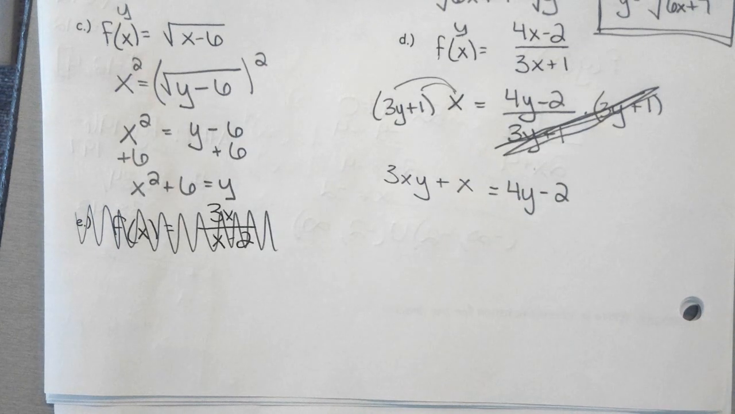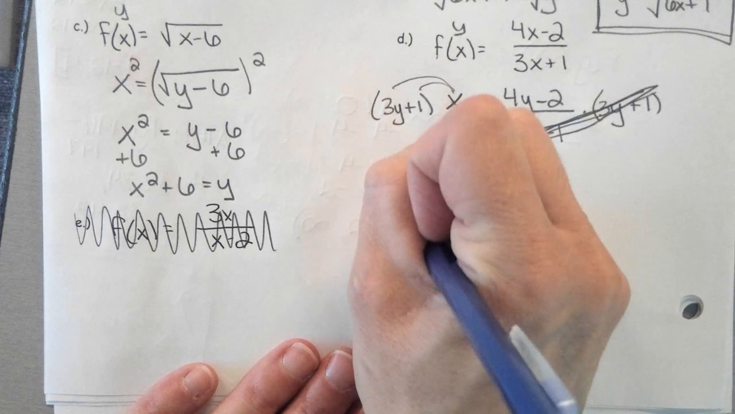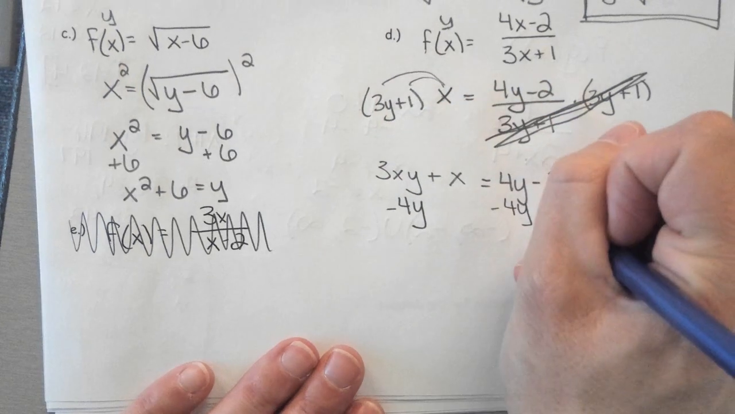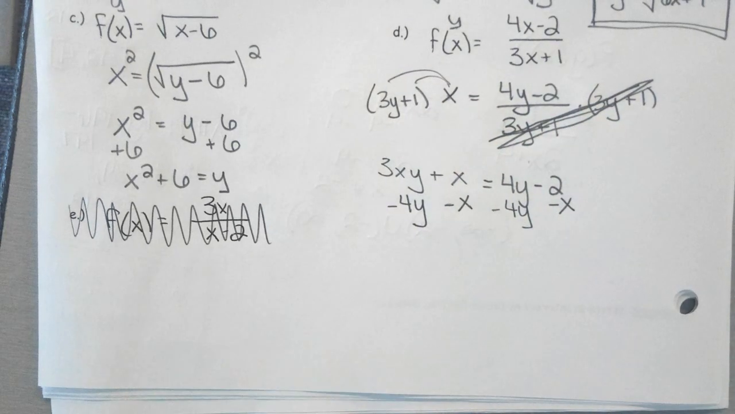Okay, we want our y's to be together. Agreed? So I'm going to subtract the 4y over. And at the same time, I'm going to be time efficient here. At the same time, I'm going to subtract the x to the other side. So I'm moving stuff around so that my terms with y are together, but alone. And then my other stuff is on the other side.